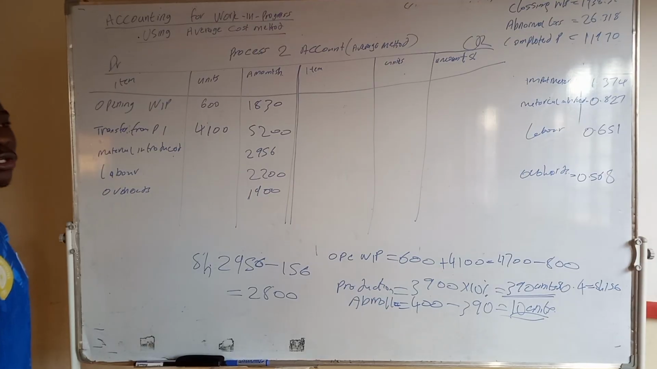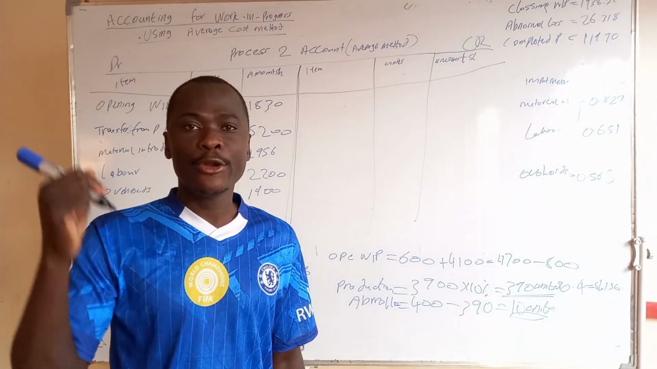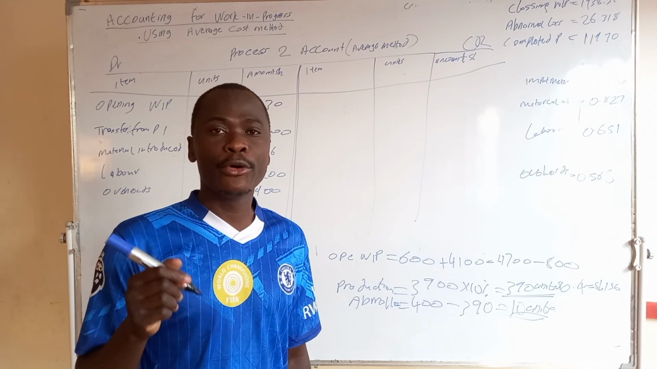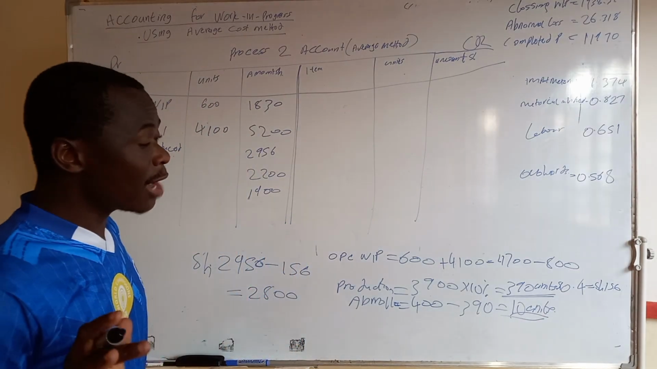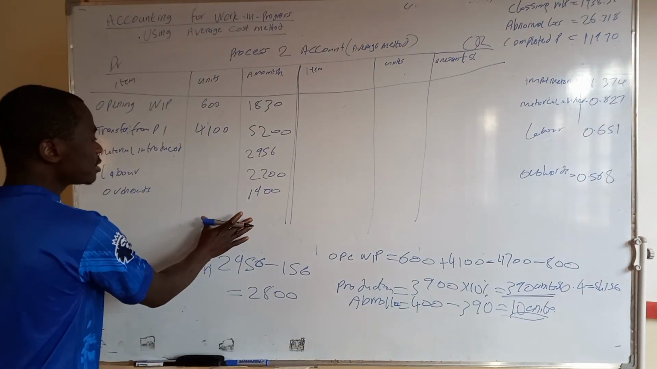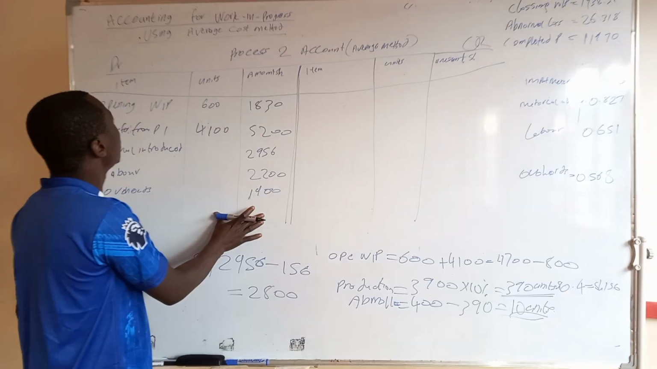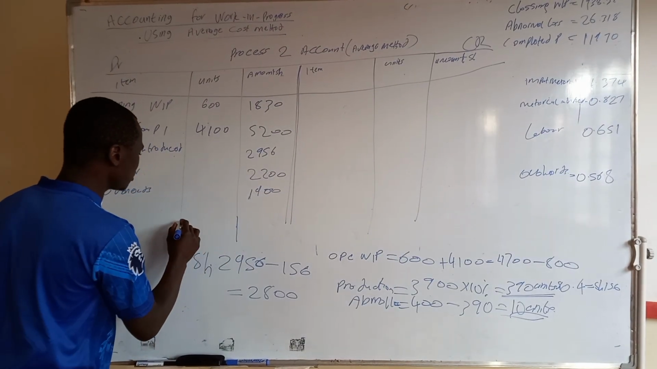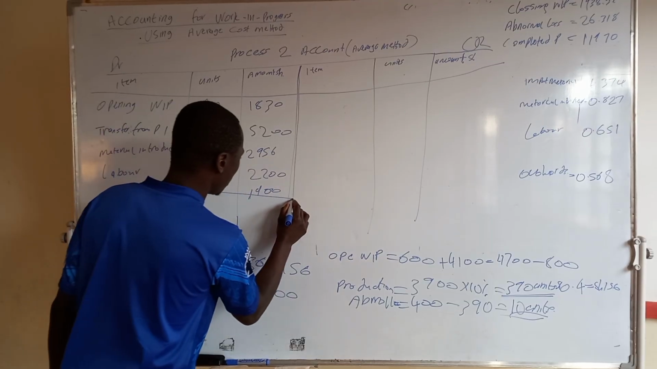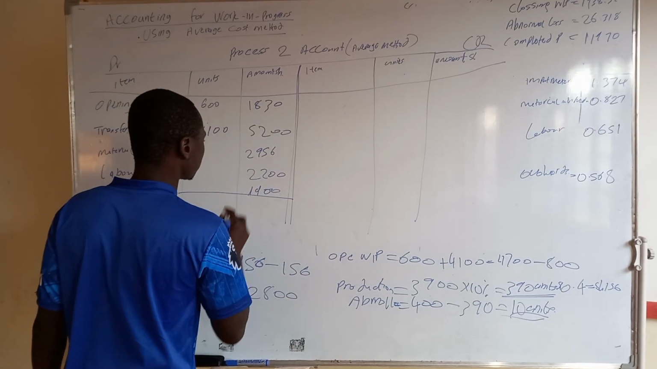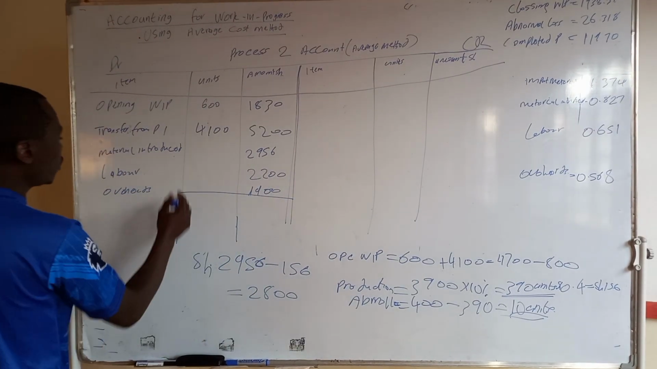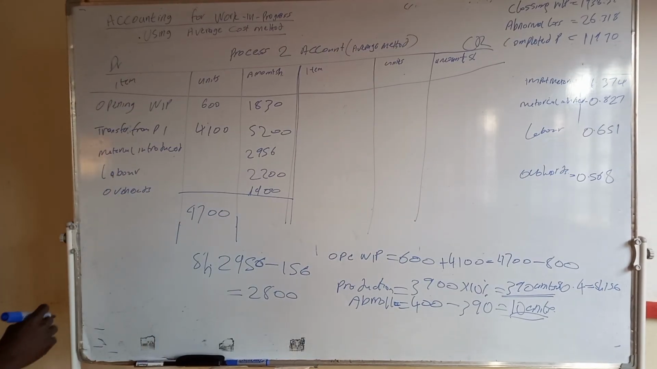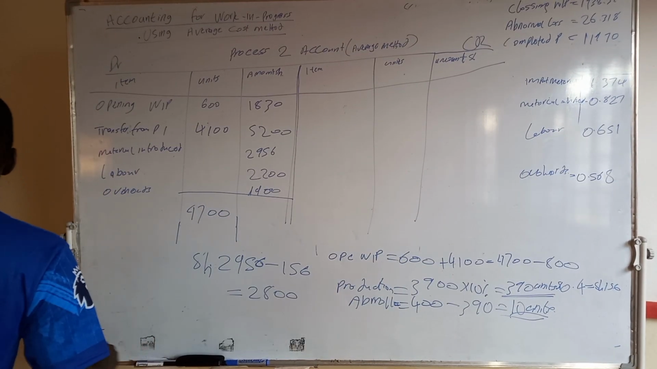Because we had a normal loss and an abnormal loss, we didn't get an abnormal gain. If we had an abnormal gain, then we could have placed it on the debit side. So we can just do the addition. This one will give you 4,700.